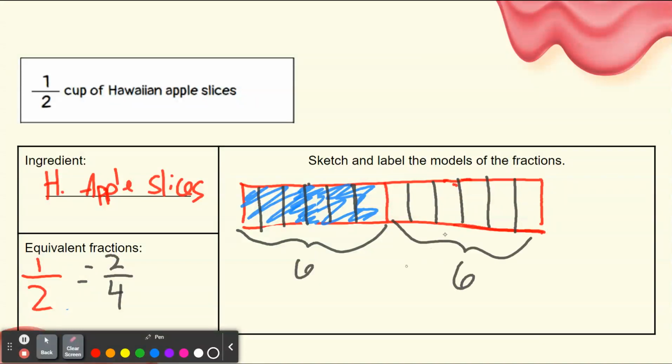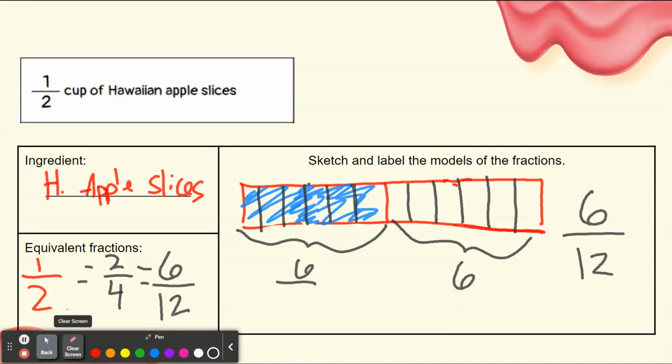So now all together I have 12 pieces, but I shaded in 6 of them. So I have 6 of those 12 pieces. So now I know that 2/4 is also equal to 6/12, which is also equal to 1/2. And there's many other ways that we can go ahead and create equivalent fractions for 1/2. These are just two examples.